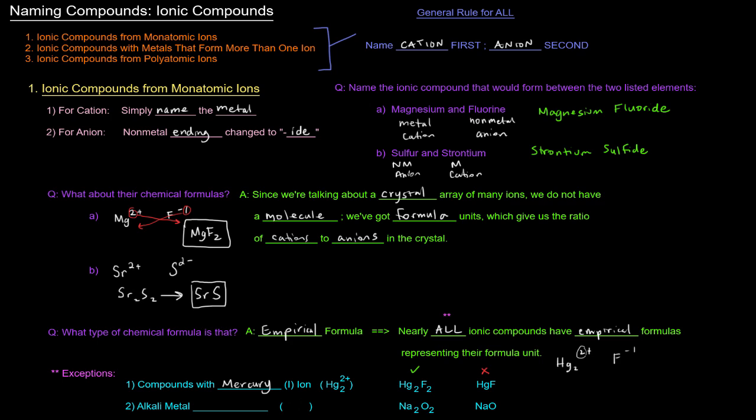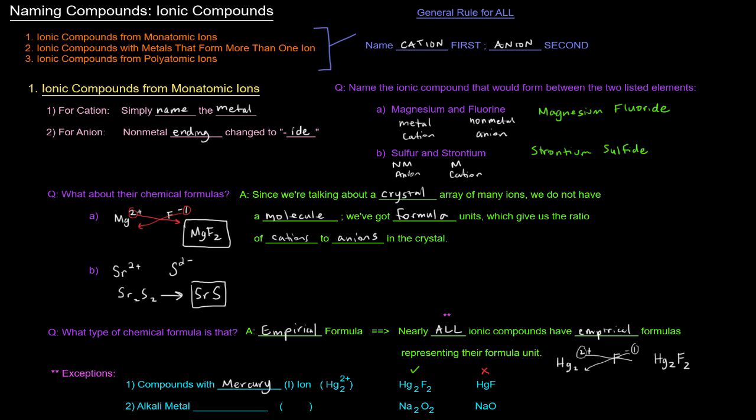So this would go here and this would go here, right? And now in that case we would imagine putting parentheses around that to put the 1 there, but since the 1 is not going to be explicitly shown, we don't need to put that. And so what we end up getting is Hg2F2. That would be correct.